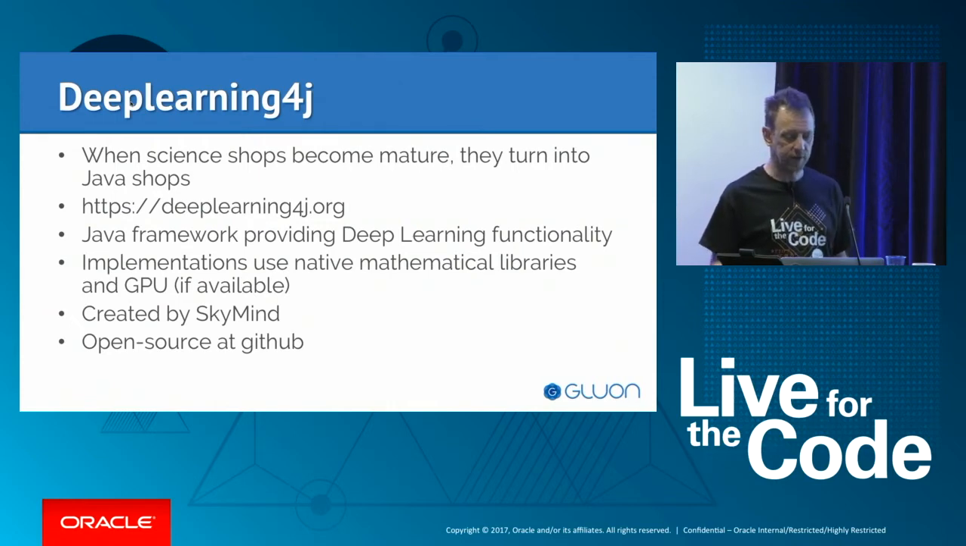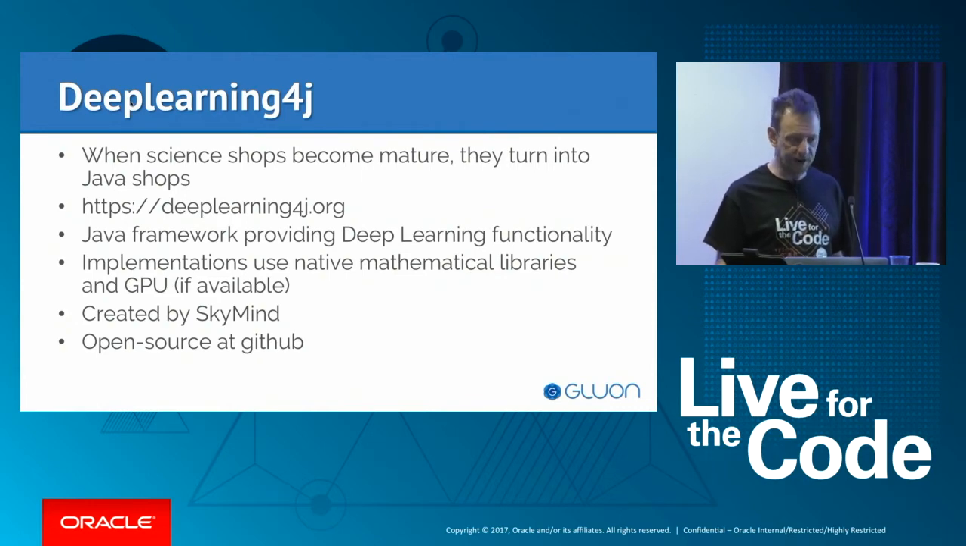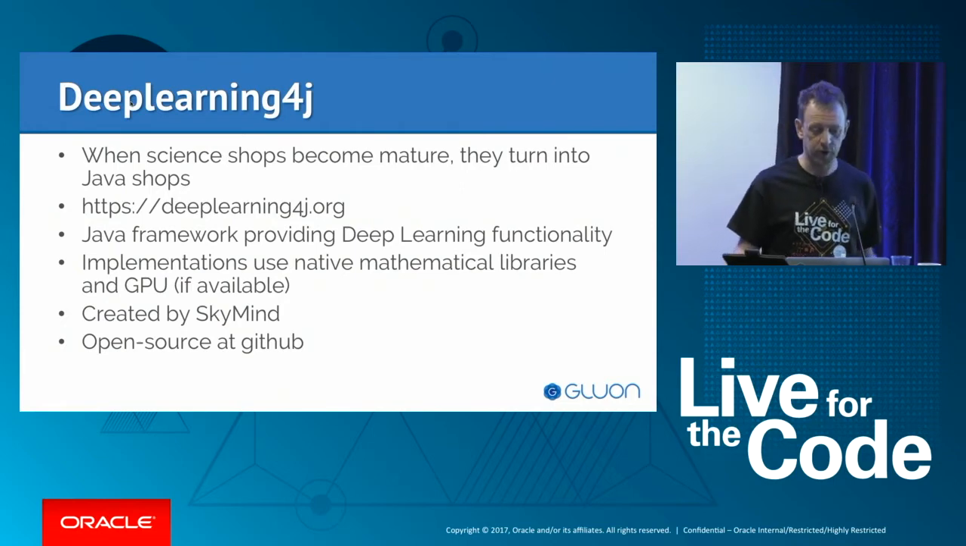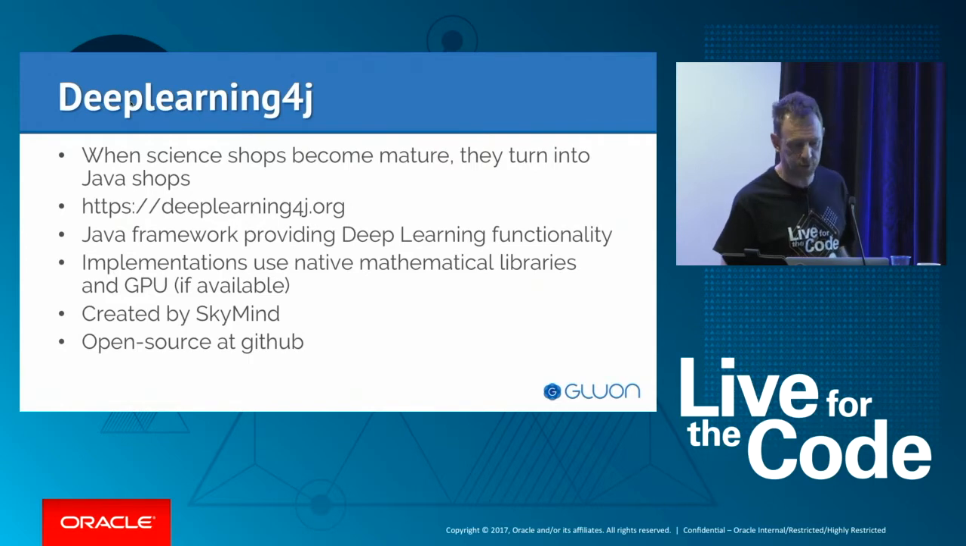So if you execute some Deeplearning4J application on a system with a supported GPU, it will leverage that GPU. So it's really a first-class platform for doing deep learning. And it is open source. So there's no vendor lock-in. You can easily get the source code.